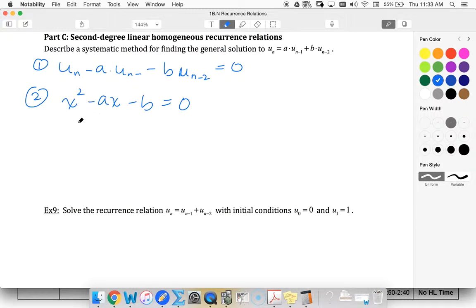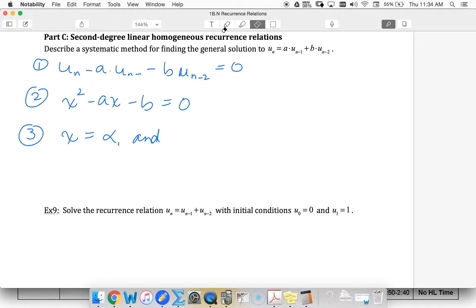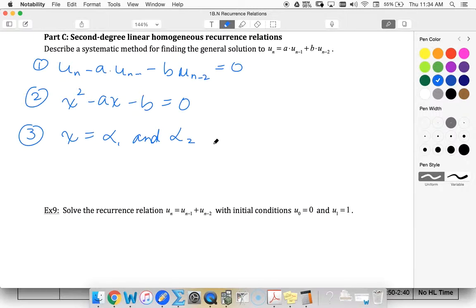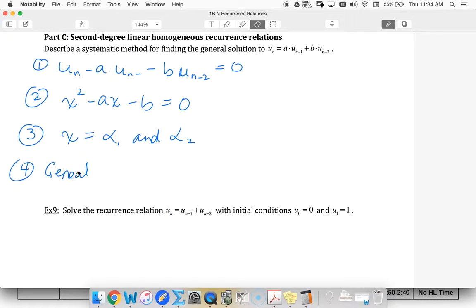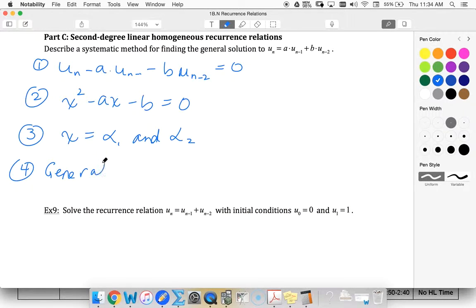So our roots are going to end up being alpha 1 and alpha 2. And depending on the nature of those roots will depend on our general solution. So the general solution has the form u sub n is equal to a times alpha 1 to the n plus b times alpha 2 to the n. But depending on the nature of our roots, this is going to change.